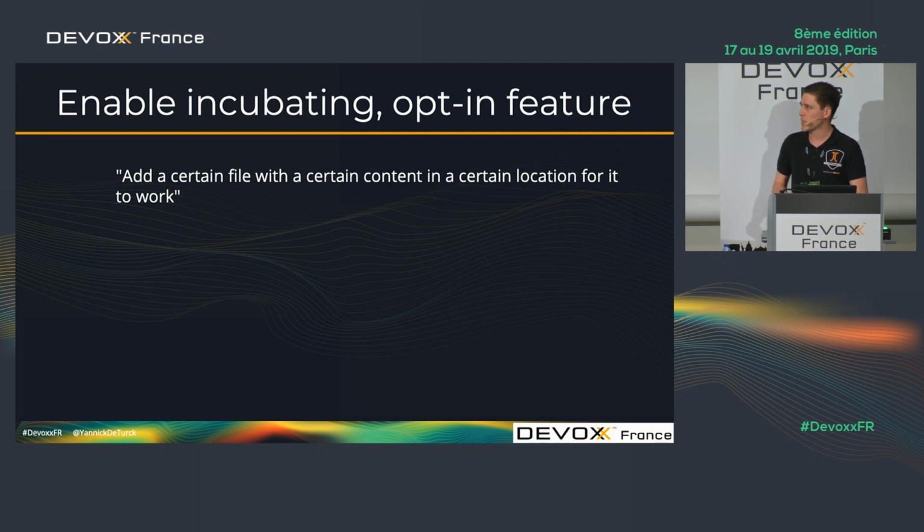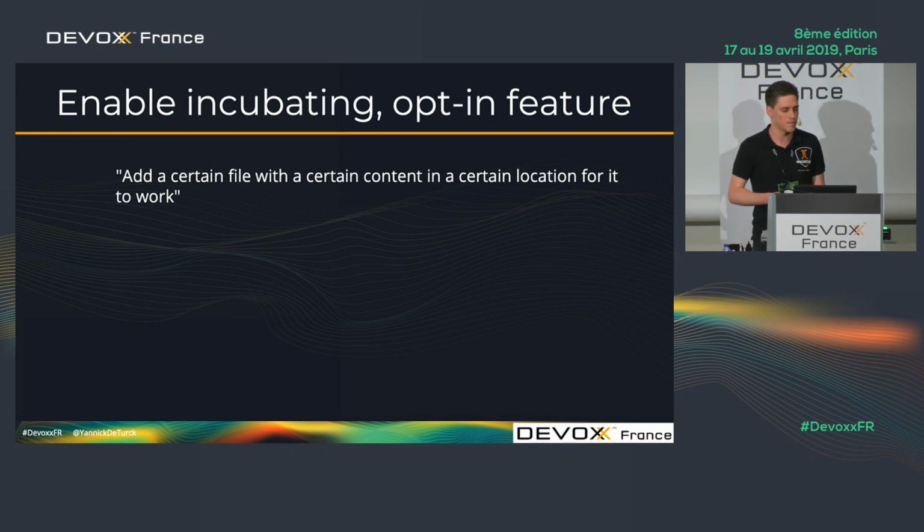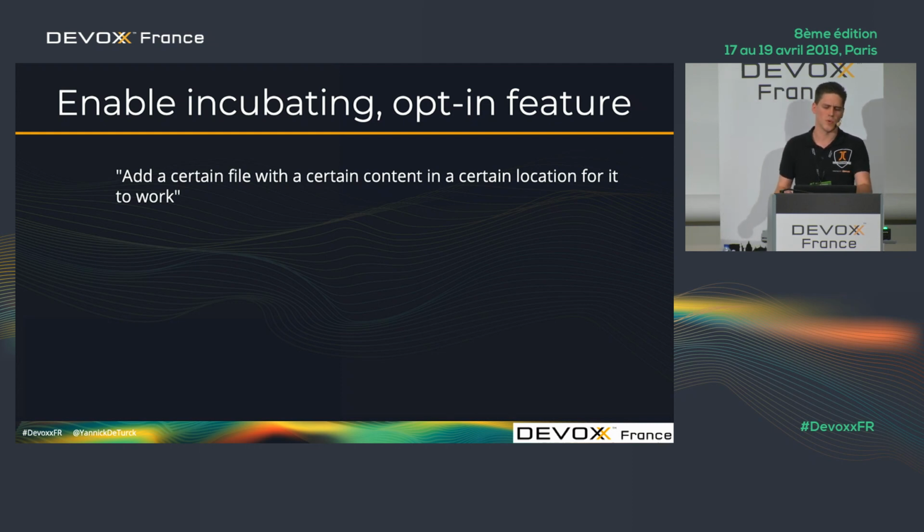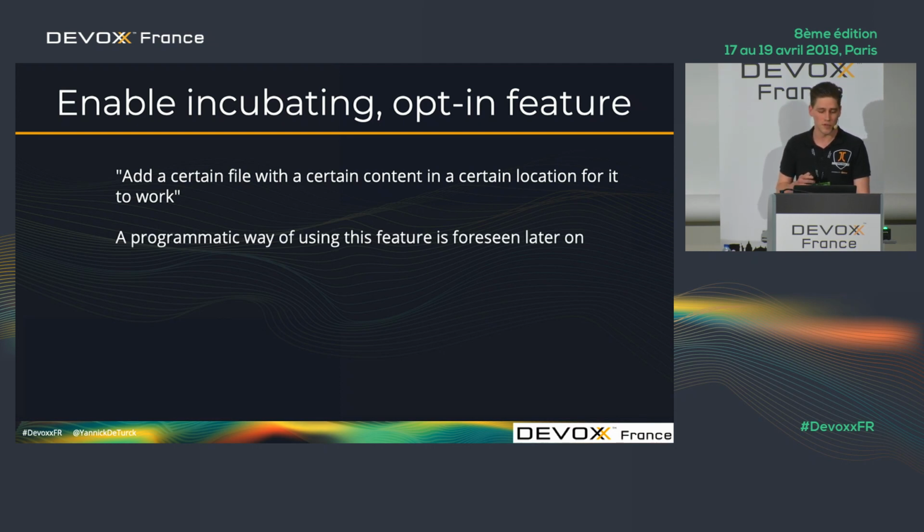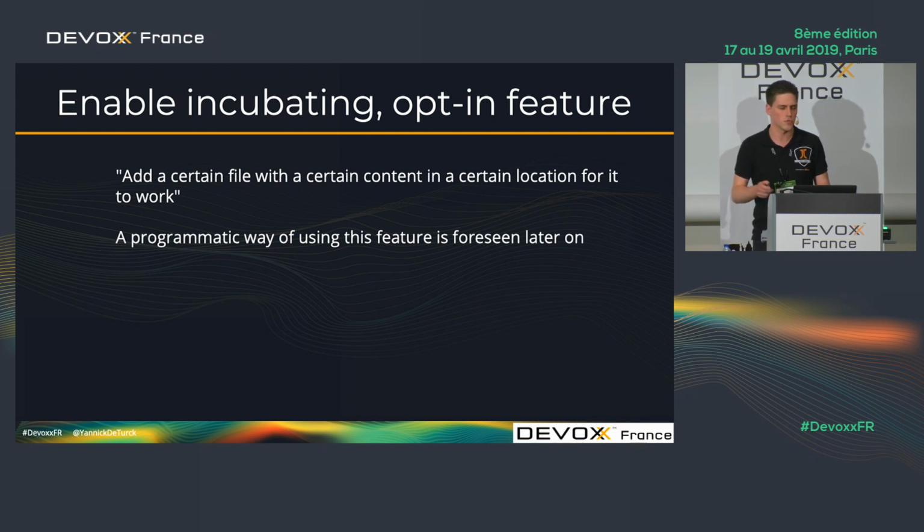After doing so, you are able to properly create mocks of all these classes and methods in Kotlin. Just working with that specific file with a certain content and having to put it in a certain location feels a bit hacky. They did promise that a programmatic way of using this feature would be foreseen a bit later on, but as far as I know, they haven't caught up with that. So it's still something special to do.